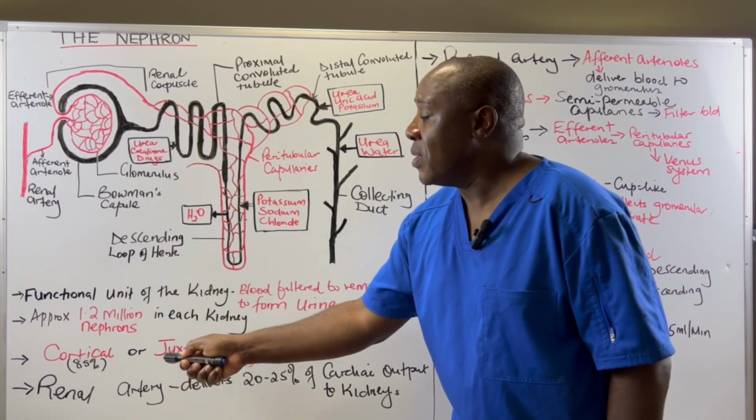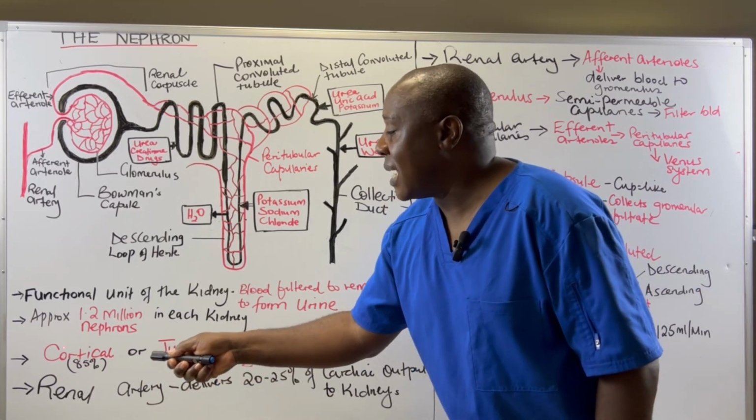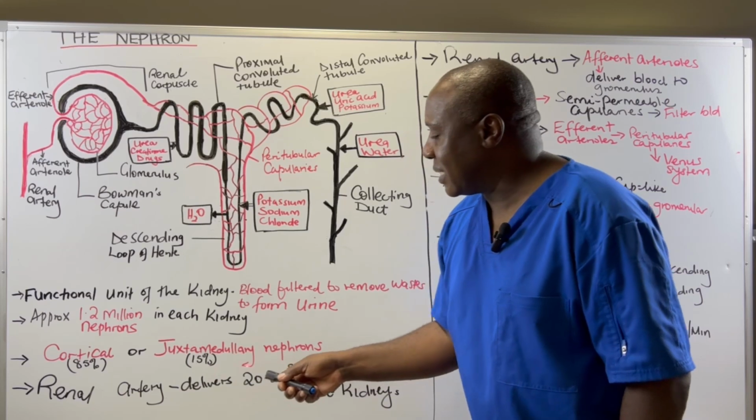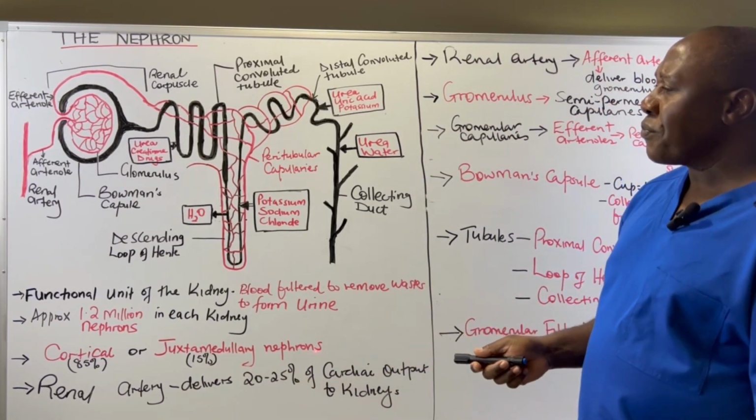And what does this mean? It means that most of the work of filtration is carried out by cortical nephrons. The remaining 15% is carried out by juxtamedullary nephrons.